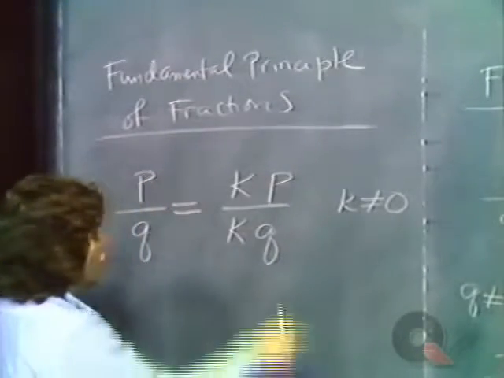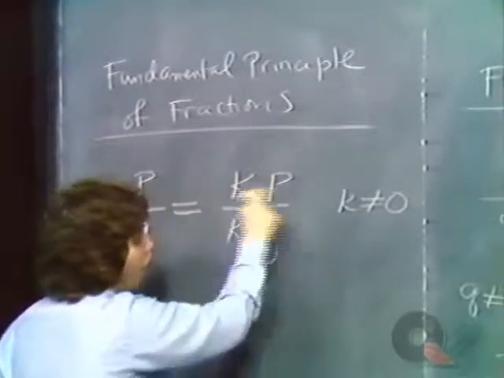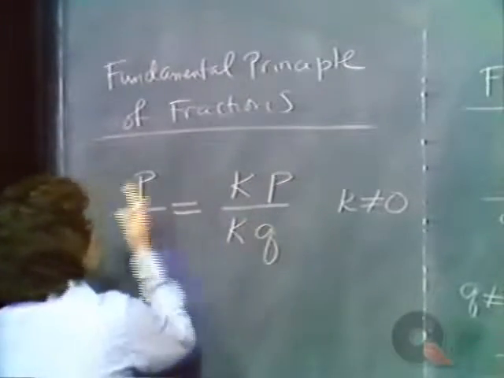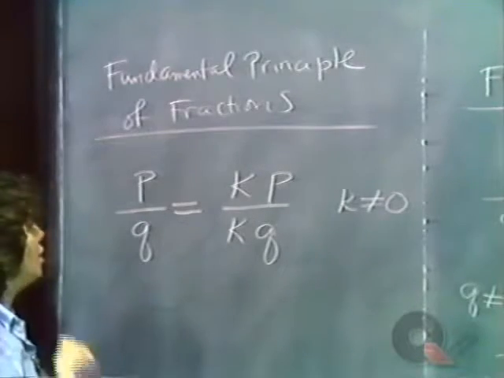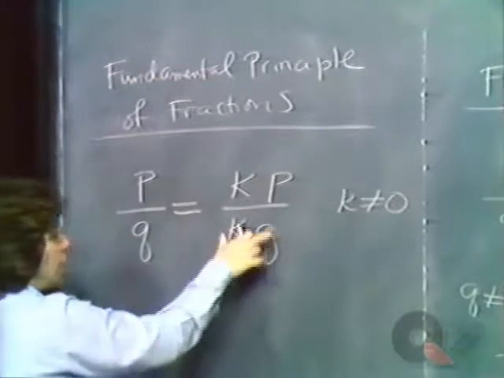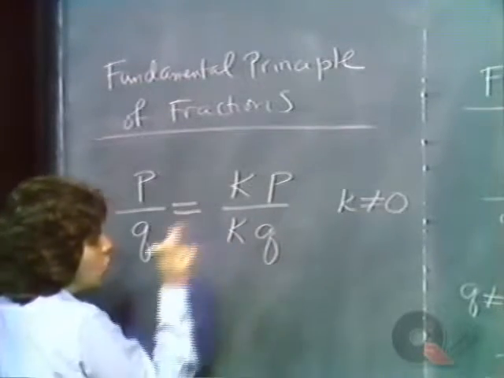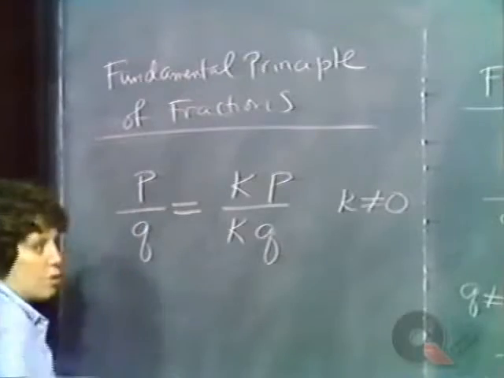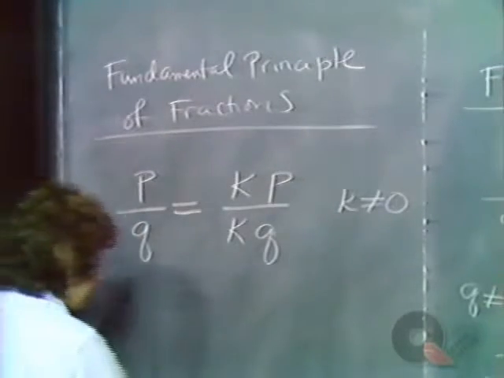On the other hand, if you start with a fraction like this and you divide the top and the bottom by the same non-zero constant K, you will also get an equivalent fraction. So it's legitimate to multiply or to divide the top and bottom of a fraction by the same number and get an equivalent fraction. And we'll be needing this in a few moments.